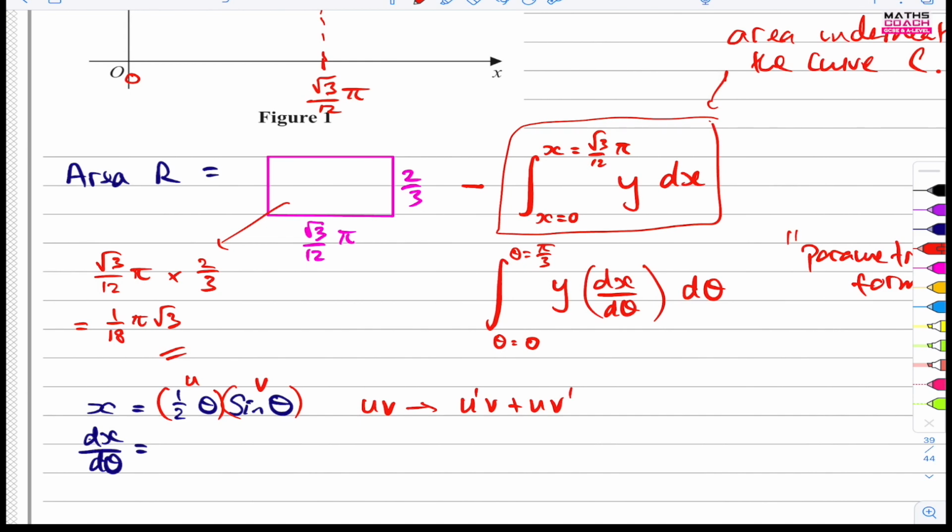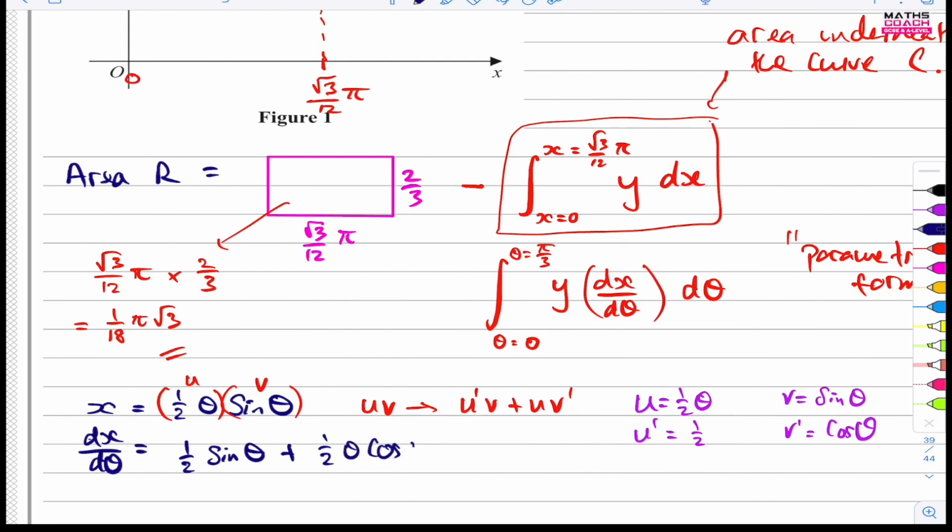Or if you prefer writing them out separately, we have u equals a half theta, so u dash would be a half. You have v equals sine theta, so v dash would be cos theta. And then if you put that into the formula for the product rule, we get u dash times v, so that is going to give us a half sine theta, plus u v dash, which will give us a half theta cos theta.